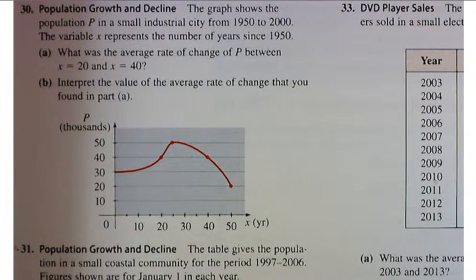Yeah, the average rate of change here is 0. There's no net change. So when you divide 0 by 20, you're still going to get 0. The average rate of change is 0.